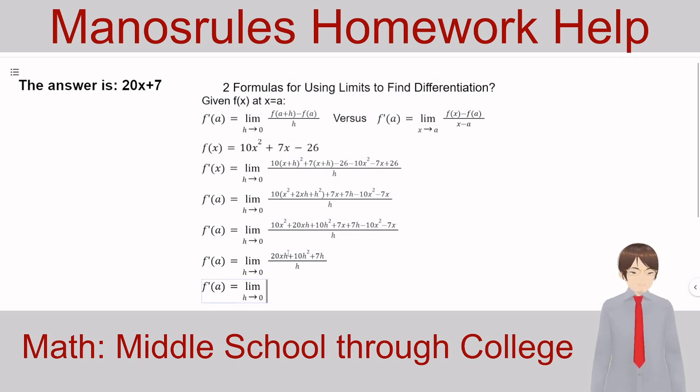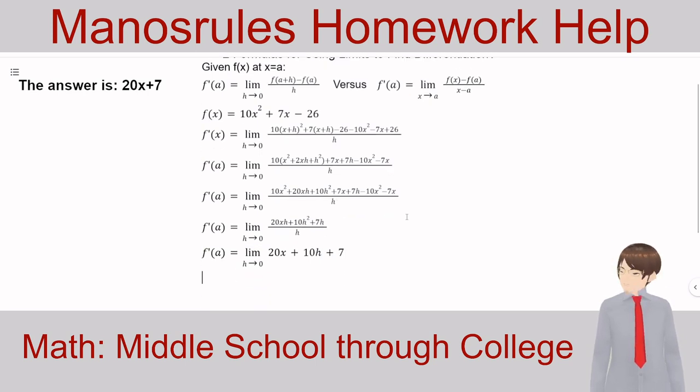Next thing after that, I have an h in every term now, and in the denominator, so now I can just divide everything by h, and that leaves me with 20x plus 10h plus 7. Now the last step is I'm going to set all the h's equal to 0, so this becomes 10 times 0, which is 0, so we're left with 20x plus 7. We're there. So that is a demonstration that it works for the formula on the left.